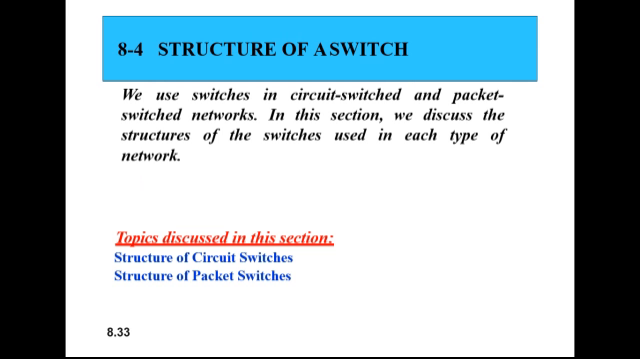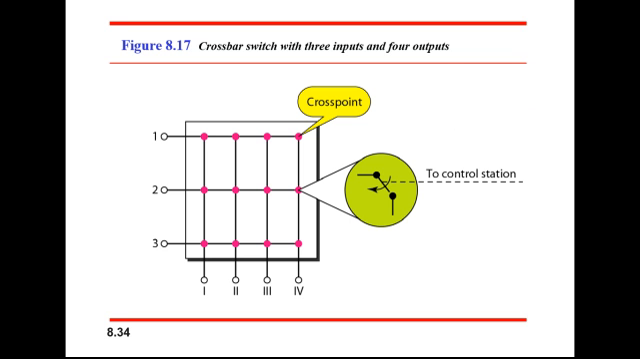We use switches in circuit switch and packet switch networks. In this section, we discuss the structure of the switches used in each type of network. This is a crossbar switch. We have 3 inputs and 4 outputs, and a connection has to be established between each of these combinations. So we have 3 into 4, 12 cross points to establish the connection.